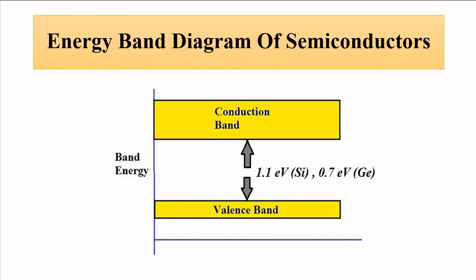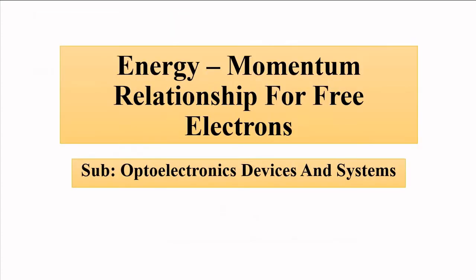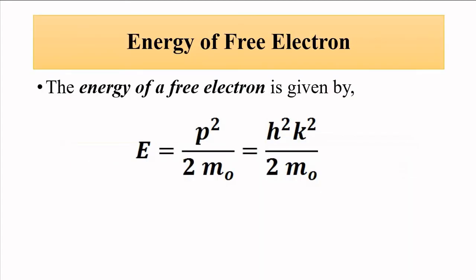Another important aspect related to our understanding of the energy band diagram of semiconductors is the energy-momentum relationship for the free electrons in the conduction band. The energy of a free electron which goes to the conduction band after breaking away from the valence band is given by E = p²/2m₀, or ħ²k²/2m, where p is the momentum of the free electron, m₀ is the free electron mass, h is Planck's constant, and k is the wave vector for that electron.